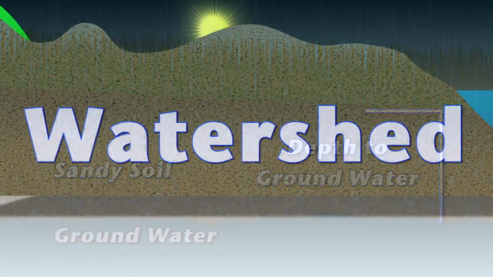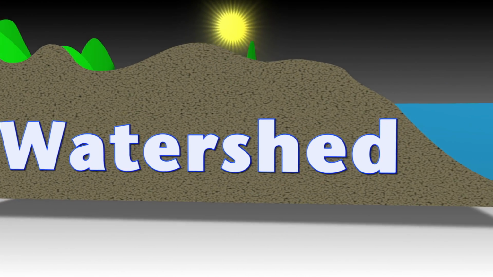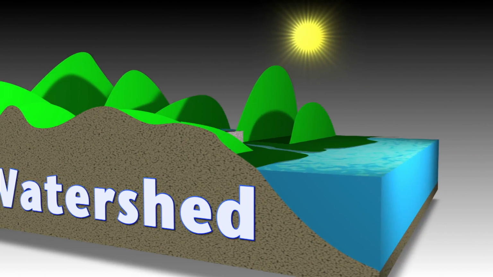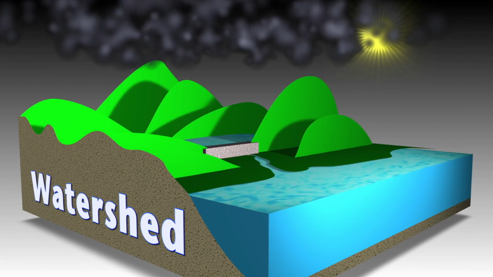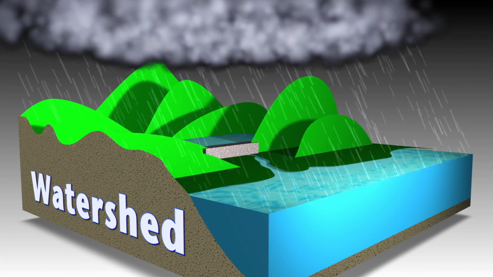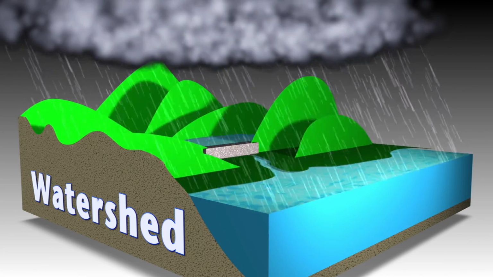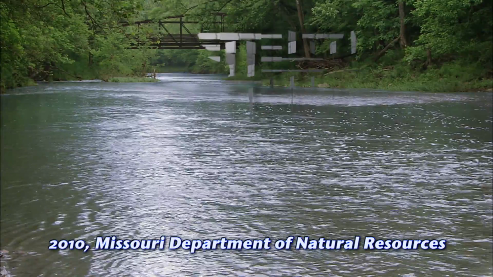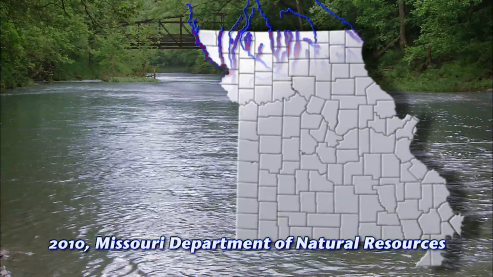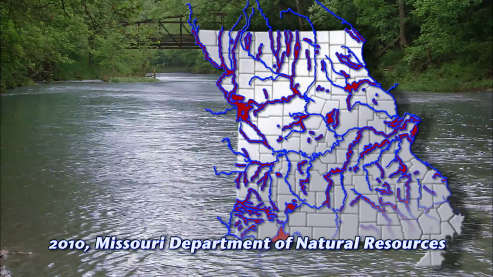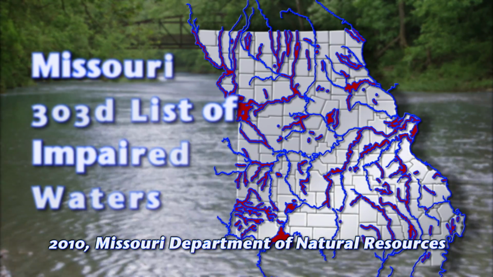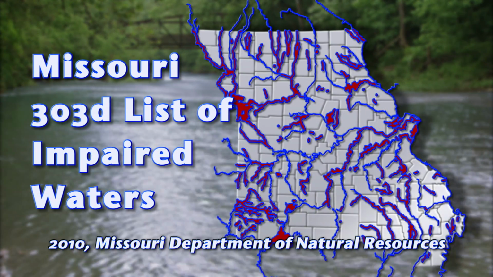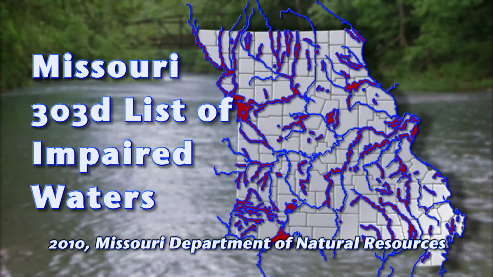In summary, consider the significance of watersheds in the management of an area with the protection of water quality in mind. Remember how a watershed is defined and the characteristics that identify it as vulnerable. Every 2 years, the Missouri Department of Natural Resources identifies those bodies of water in the state considered to be impaired and lists them in the Missouri 303D list of impaired waters.